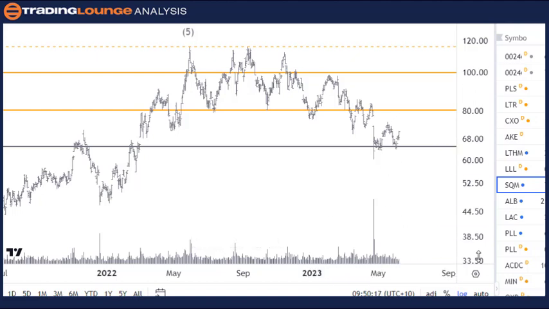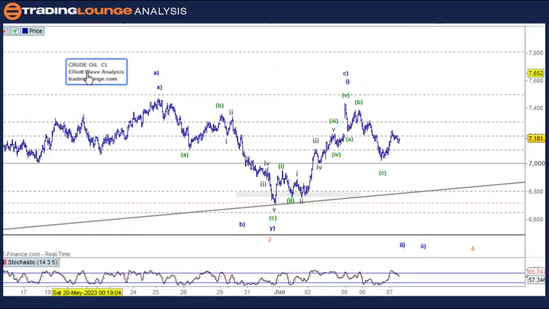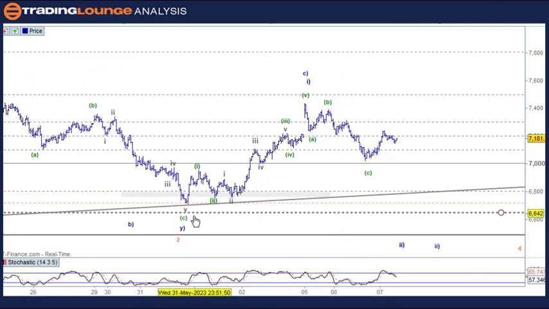Yeah, anyway, not ready to do anything just there. So I'll just leave those and we'll go over to crude oil. So with crude here, it's possible to count this. I looked at it before. We had it counted up as the A wave, the B wave, and the C wave up here.